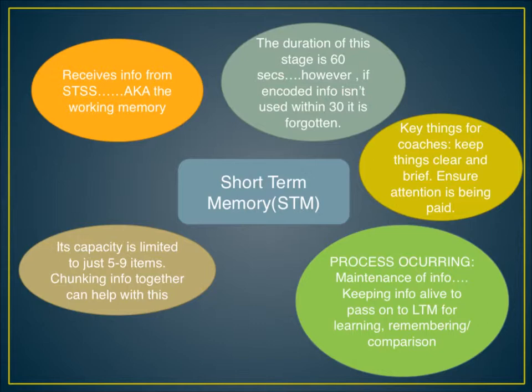Same again, we have a process that's occurring: maintenance of information. We're keeping information alive, and we're only keeping relevant information alive because of our limited capacity, and we keep it alive because we need to pass it on to the long-term memory to allow us to maybe learn it, to remember new information, to remember maybe an adaptation that we might have added because last time we weren't successful, so this time we'd like to be successful. Or we might be passing it on for a comparison. So I've done this before. What did I do last time? What was the outcome? So it's going to help us make a decision and help us try and be more successful this time.